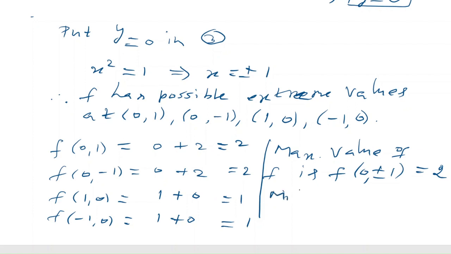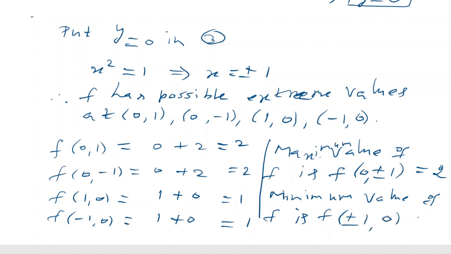Similarly, minimum. Don't use short form in exams. Write maximum and minimum properly in the exam; don't use short forms. And the minimum value of f is, f of minimum value, you see we get 1 at 2 different points. So we can write it like this: plus or minus 1 comma 0, that is nothing but 1. Okay, that's all for this problem.